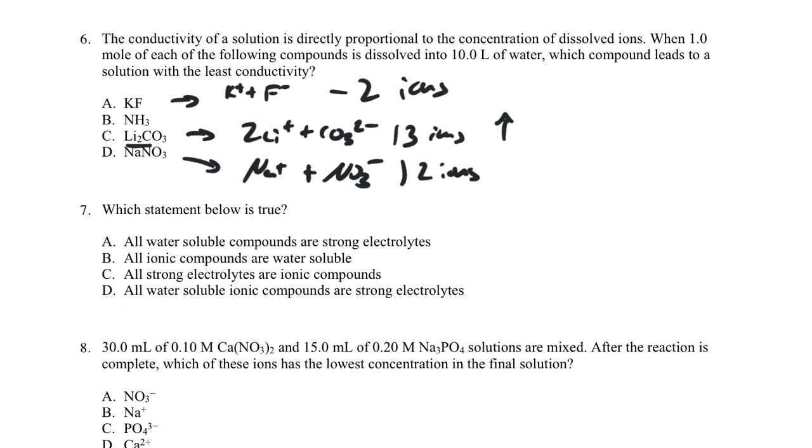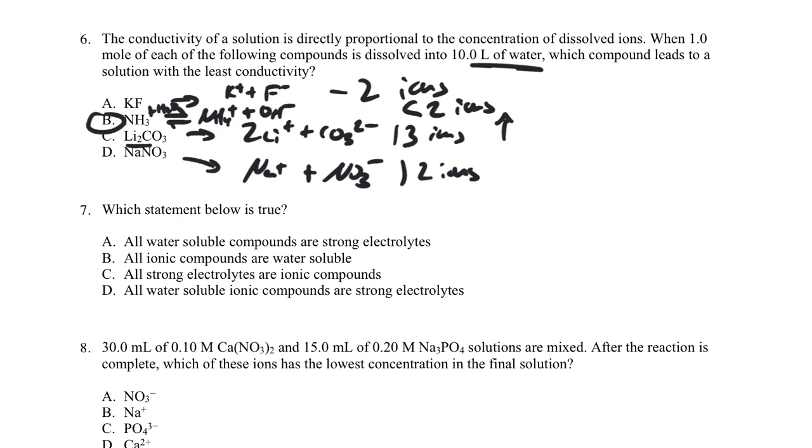Now I skipped ammonia. Ammonia is a partial dissociator, so it only partially dissociates to NH4 plus and OH minus. And so we get that partial dissociation with water because it's in aqueous solution, so we get less than 2 ions. Ions are what are conducting the electricity. So the fewer ions in solution, the lower the conductivity. So B here should have the lowest conductivity.